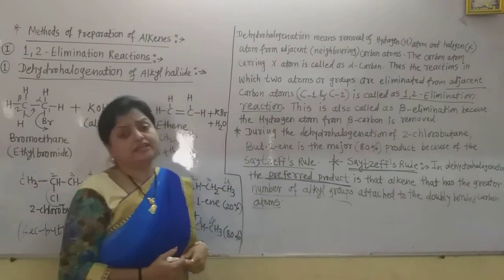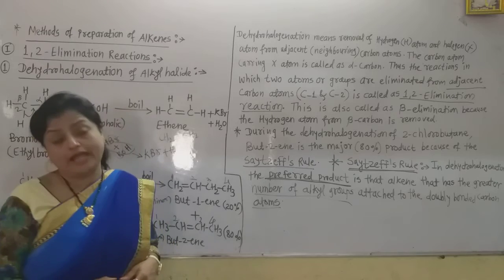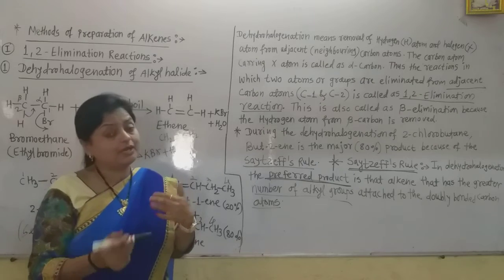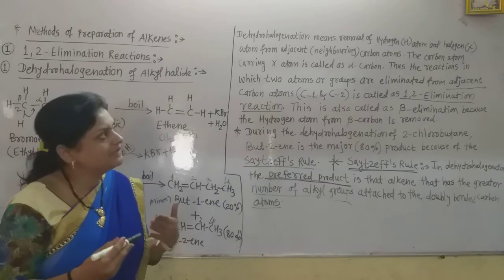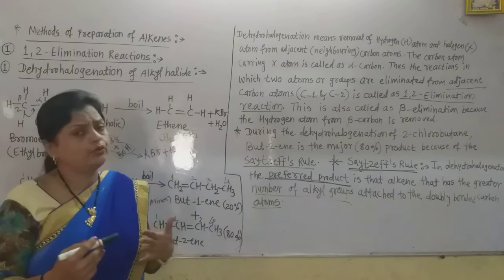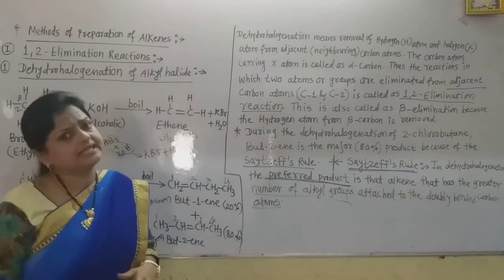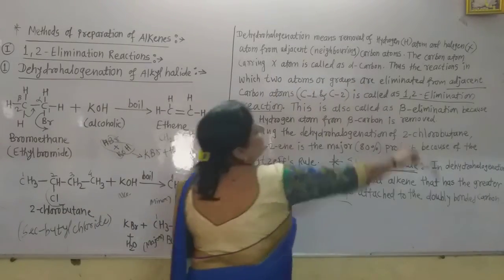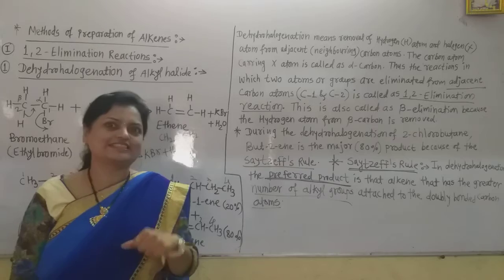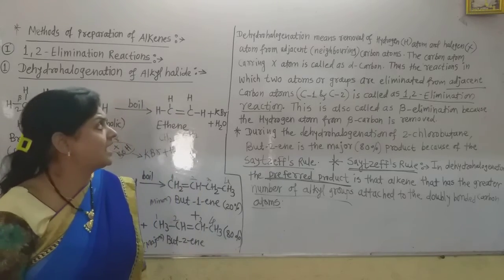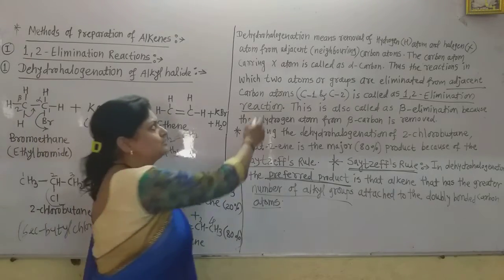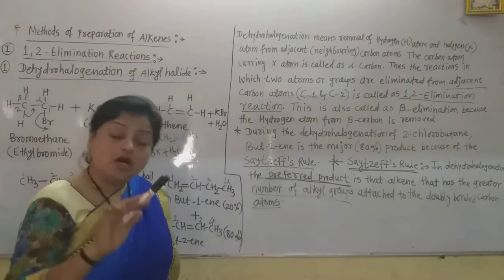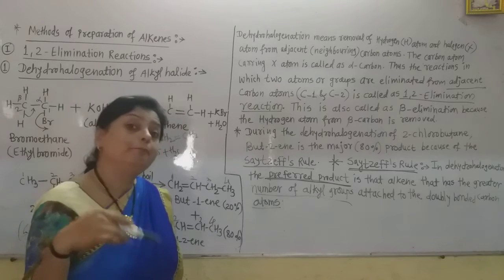Now see, I write here the definition of dehydrohalogenation. Dehydrohalogenation means removal of a hydrogen atom and a halogen atom. Halogen means any halogen: chlorine, bromine, iodine. So I show here X. X means any halogen atom, removed from adjacent or neighboring carbon atoms. Then such a reaction is called dehydrohalogenation. The carbon atom carrying the halogen X is called the alpha carbon, and the adjacent carbon is called the beta carbon.